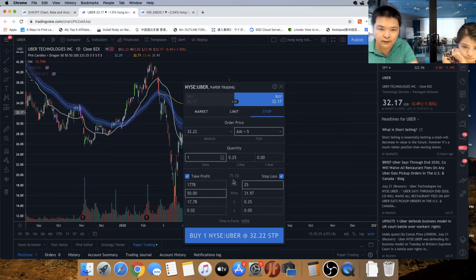Let's say you set the stop loss to like 20. And then let's say you manage to buy at 32. So you bought at 32 and it went all the way down to 20. And then we automatically close your trade with a loss of 32 minus 20, so you lose around 12.